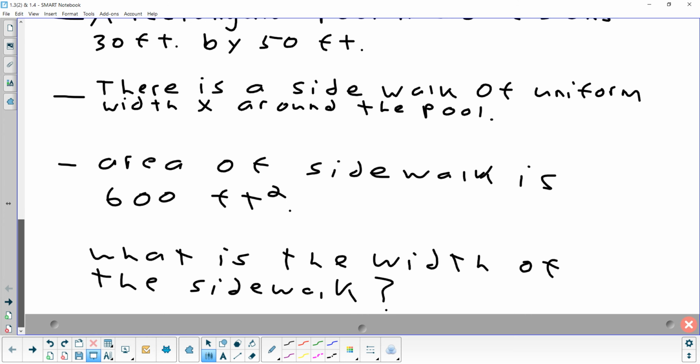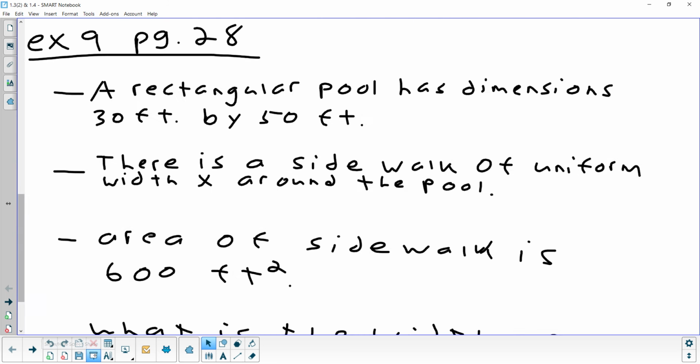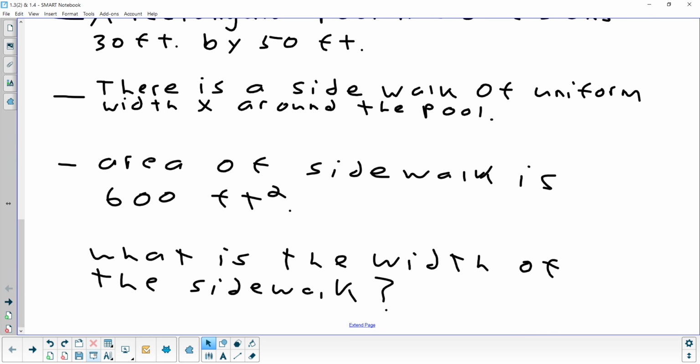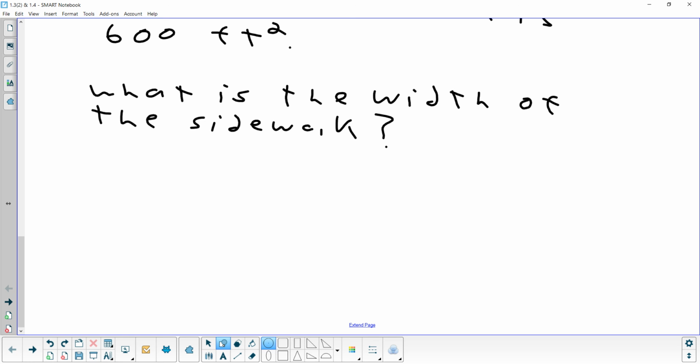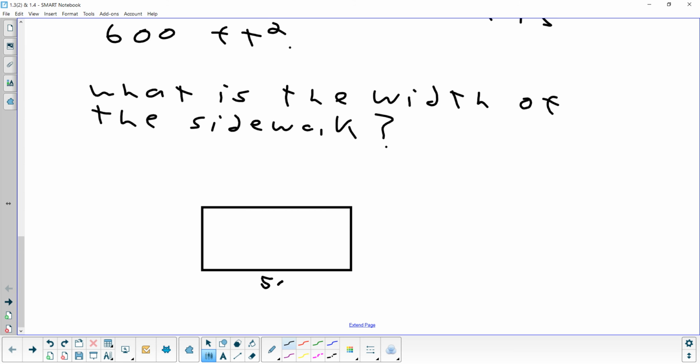So that's the first thing I'll do. We'll make a diagram. And we're basically going to need two rectangles, one for the pool, and then another rectangle around that represents the edges of the sidewalk. So let's start with our pool that's 30 feet by 50 feet. So 50 by 30. I'll put the 50 inside so we can see it better. So there's the pool.